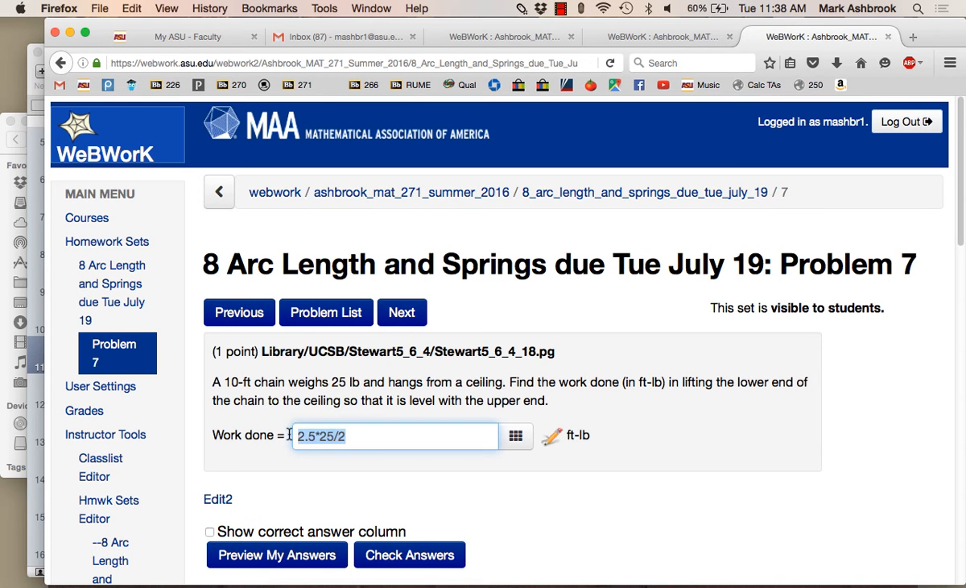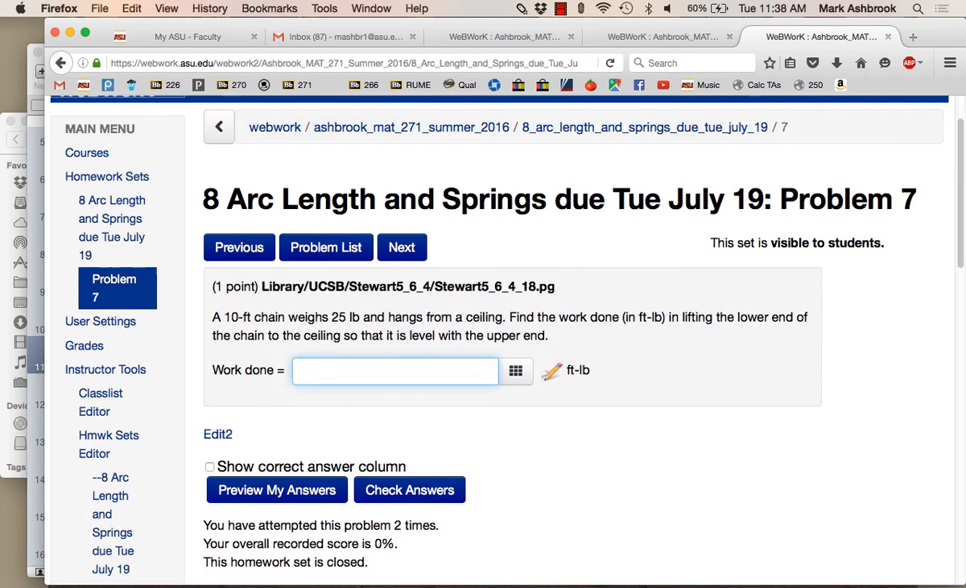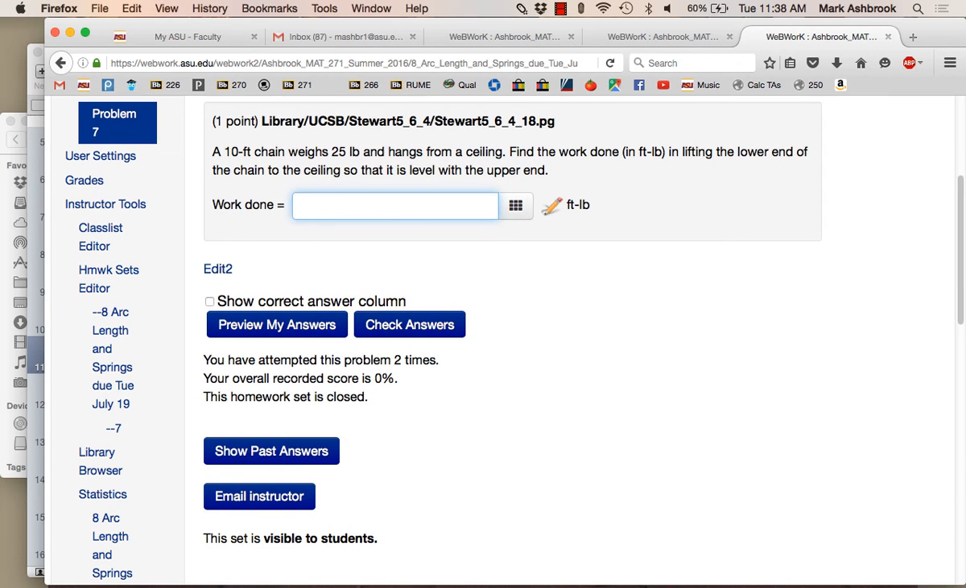So I want to show you a different way to do this, which kind of leads into what we're going to do today. So this one is where it's hanging. The 10-foot chain is hanging. And we're going to find the work done lifting the lower end to the ceiling.